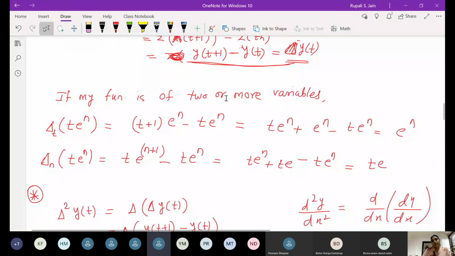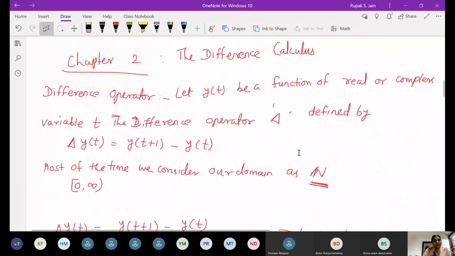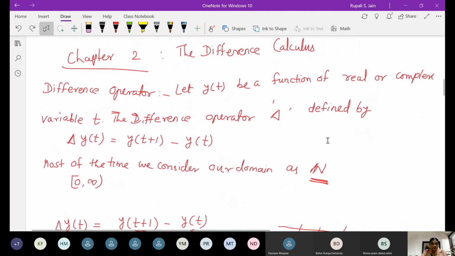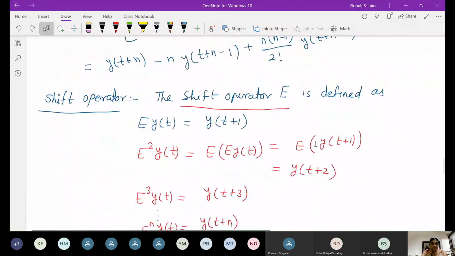Tomorrow, first thing you have to show me your homework: exercise 1.5 and exercise 1.7 C and D, page number 9. I will write here, page number 9. Is that okay?